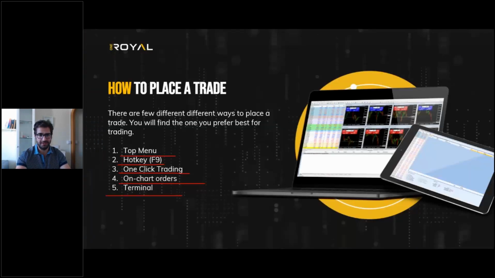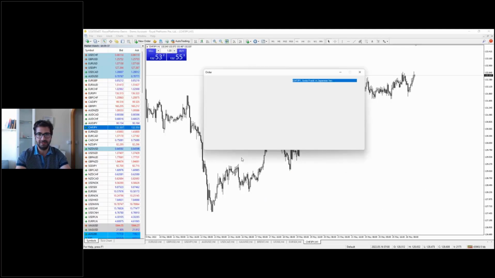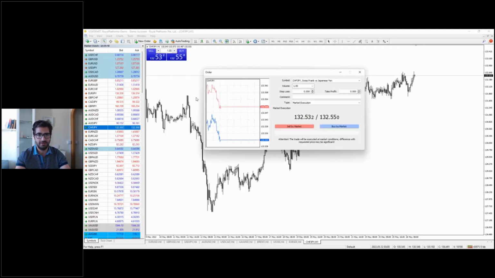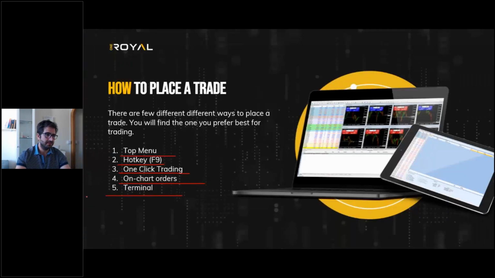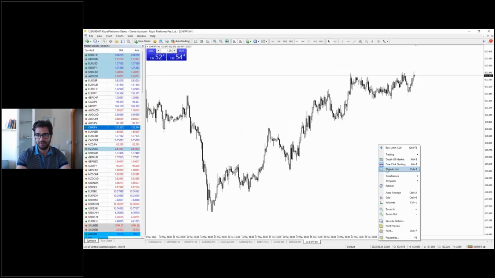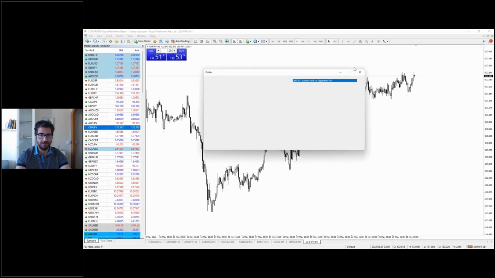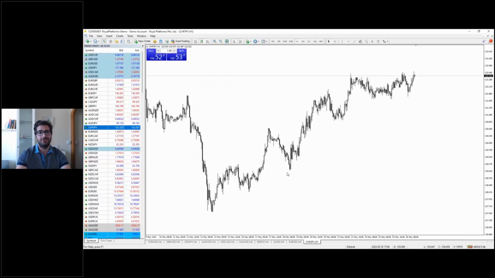Another way to open a trade is the F9. This is another easy way. You press F9 on your keyboard and then you will get this dashboard again. Next we have on chart orders. If you right click anywhere on the chart, then you will have new trading here, and then you will put a new order and you will start trading. I think this is more than enough to have an idea how to open a trade.